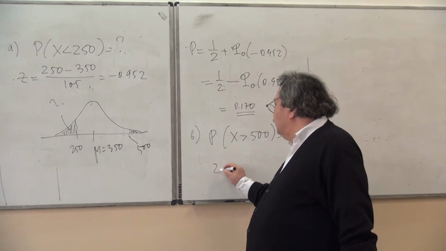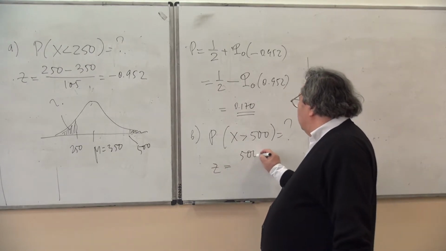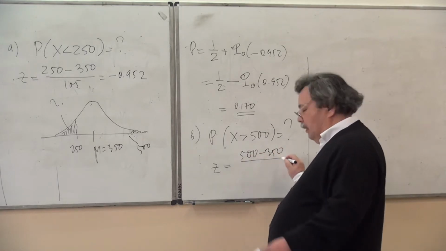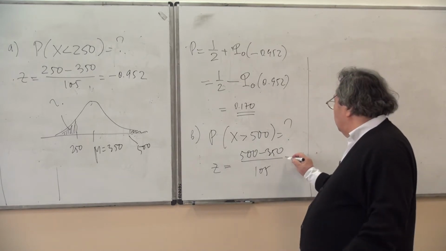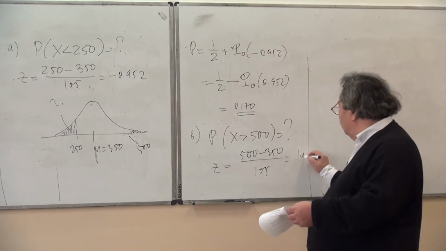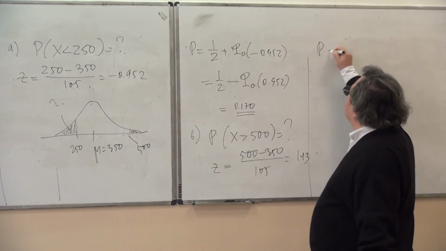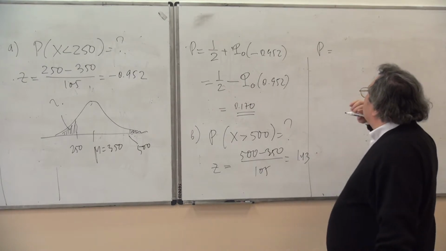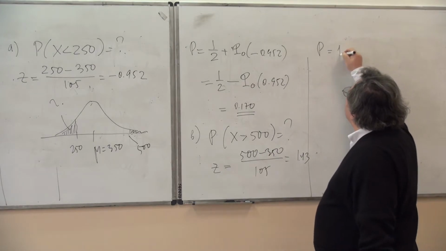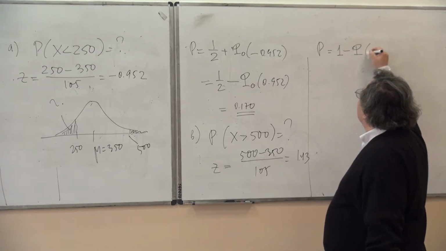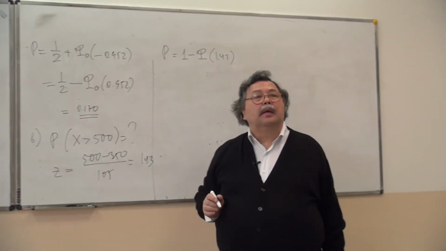Again, we convert x into z. So it's 500 minus 350 divided by 105, and this is 1.43. Okay, so the probability is equal to, and now we write this, look at this. It's 1 minus phi of this. Okay.